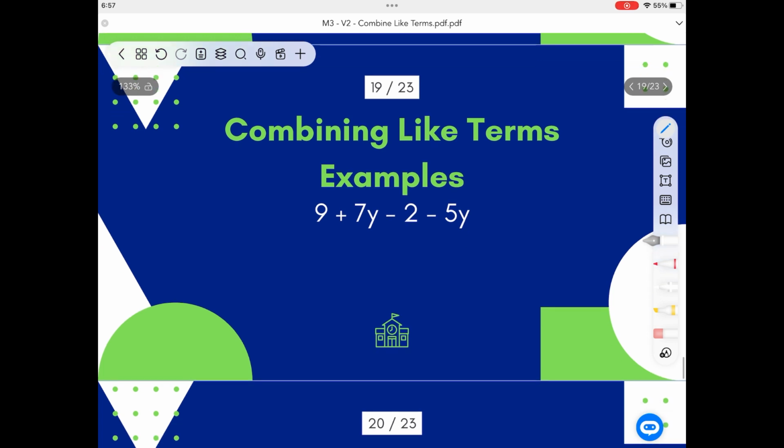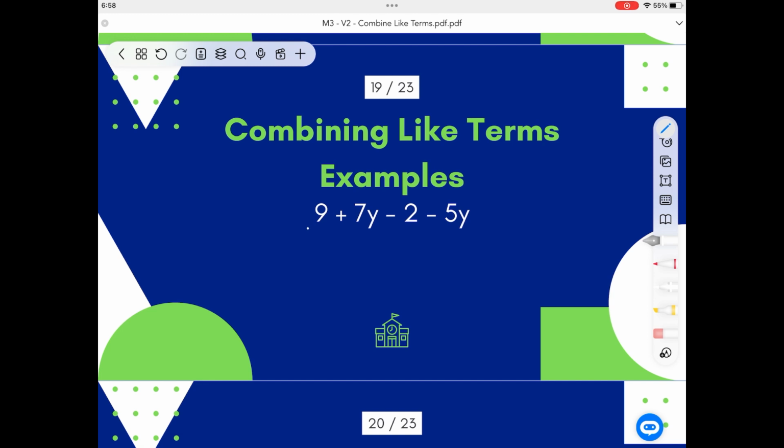Now we get to this one, 9 plus 7y minus 2 minus 5y. And in this particular problem, now there are different terms that we can combine with each other, but we can't combine them all together because they're not all like terms with one another. So when you come across a problem like this, there's different strategies you can use to combine them. One that I've typically taken in the past with students is to create columns and organize and group them by like terms on your paper. So here's what I mean by that.